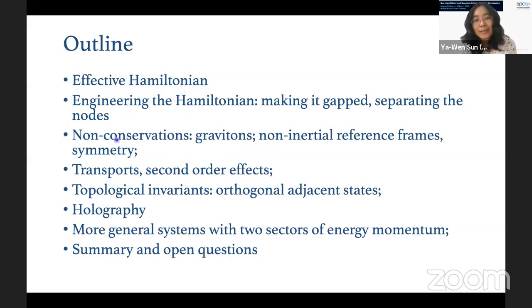After this, I will introduce some related properties of the system, like the transport behavior, the higher order in-k effects, and how to prove that they are topologically protected. We need to calculate the topological invariants, and we can generalize the system to more complicated ones, and show how to realize them also in holography. And finally, I will introduce some open questions.